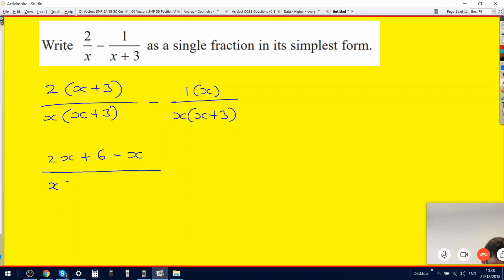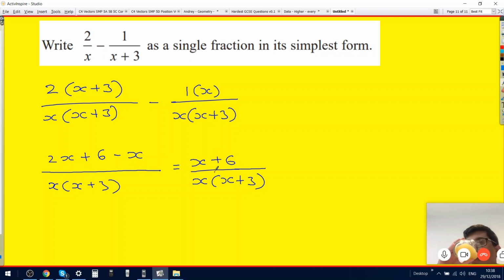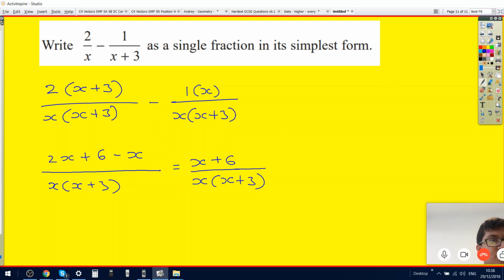I'm just going to leave that in the bracket. And so what was on top? X plus 6. Okay. The reason why I left that in a bracket is because it might have simplified. Like if that was x plus 3 on the top, the 2 would cancel. Just make sure. X plus 3, x plus 3. X and x. 2x plus 6 minus x. So it didn't simplify.